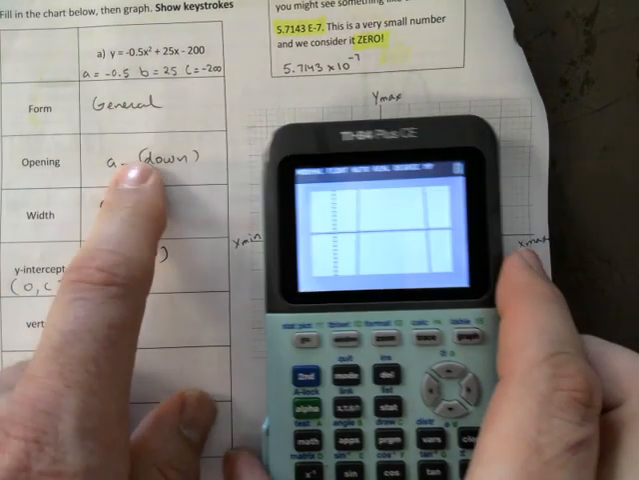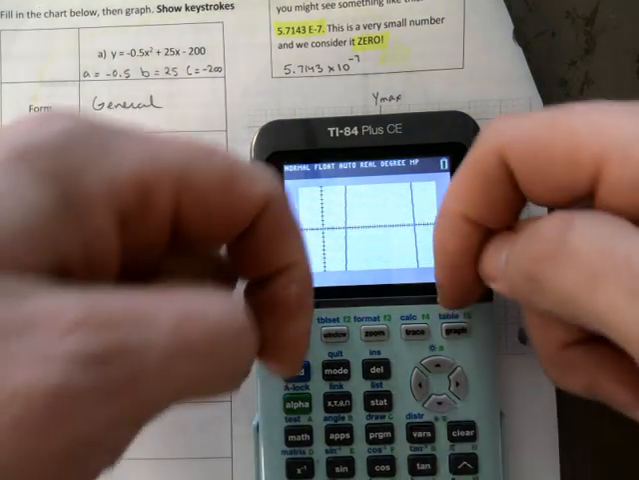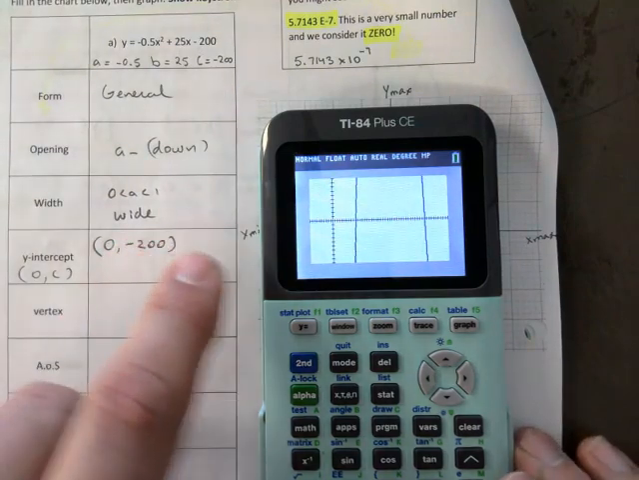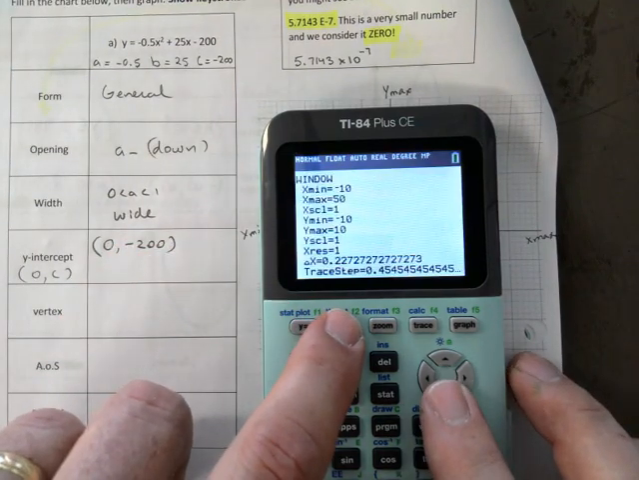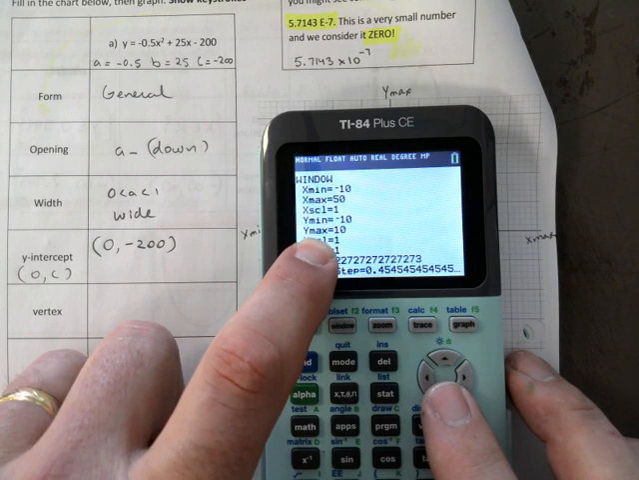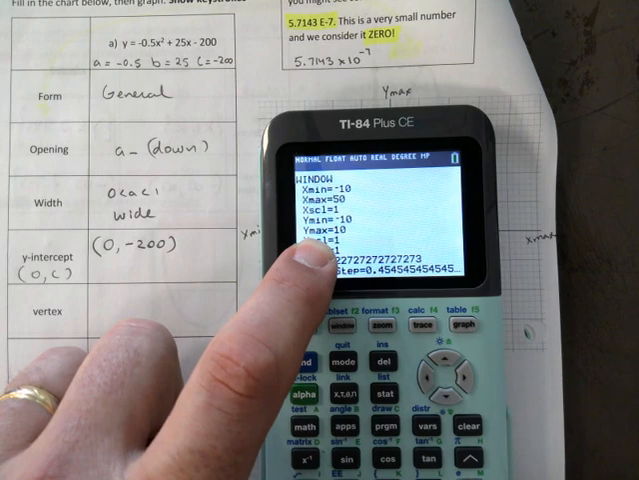Let's see. This is pointing down, right? Meaning the vertex is somewhere up here, right? So we got to go back to our window and change our Y max. Okay. What are we going to change it to? I'm going to go 100.